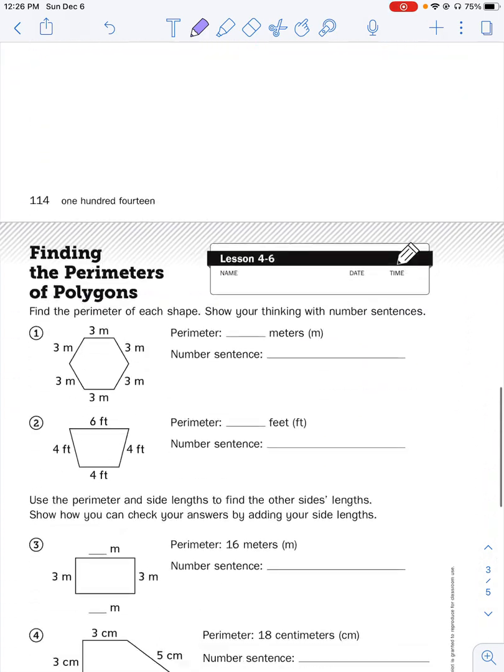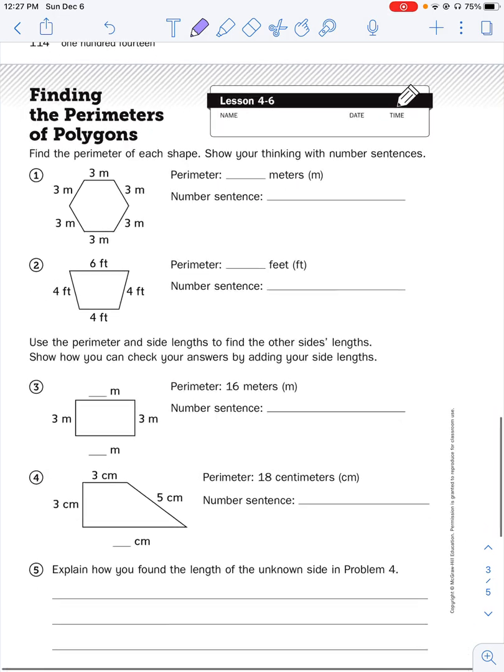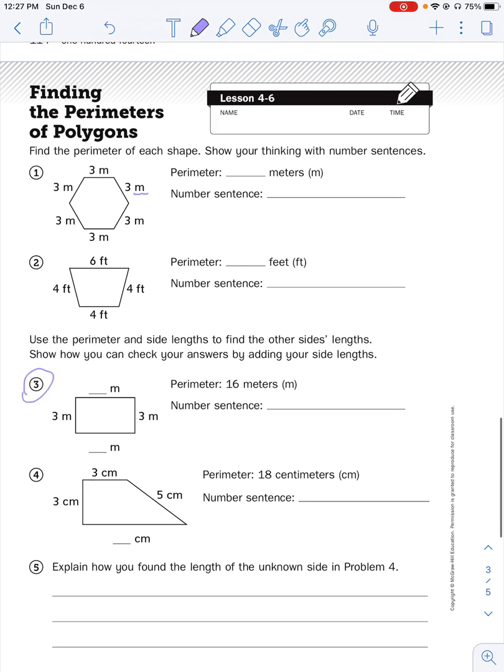All right. Today, you already have the measurements done for you. Make sure you look at what it says. They're not all inches. Some of them are like meters, so M, or feet, FT. So just make sure you write the right measurement. But they give you all the sides on the first two. On number 3, they give you 2 of the sides. You have to figure out what the other 2 sides are.